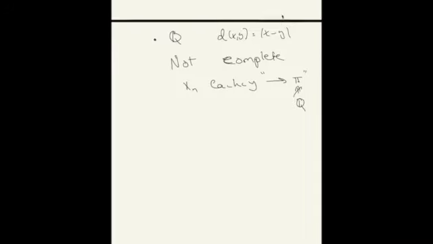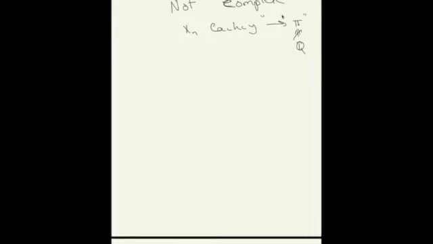Q, on the other hand, would not be an example. Not complete. Because, say, you could take an xn Cauchy and converging to pi, but this would not be in Q. This is not quite a full proof, but it's the intuition behind it.